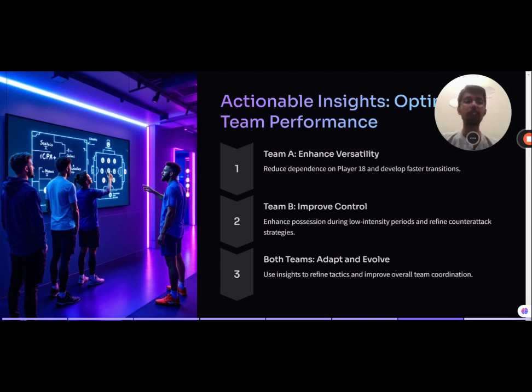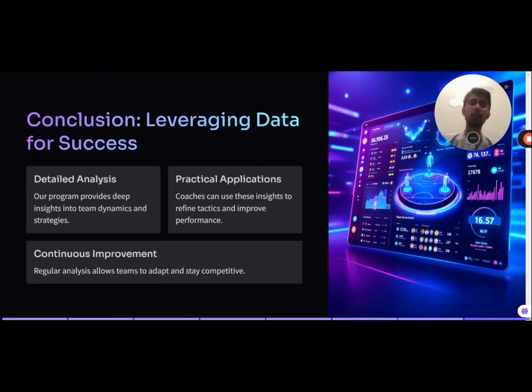While on the other hand, team B can improve by improving control, which means that they can try to enhance their possession through low intensity periods and refine their counter attack strategies. Both teams, however, can adapt and evolve and use these insights to refine their tactics and improve their overall team performance.